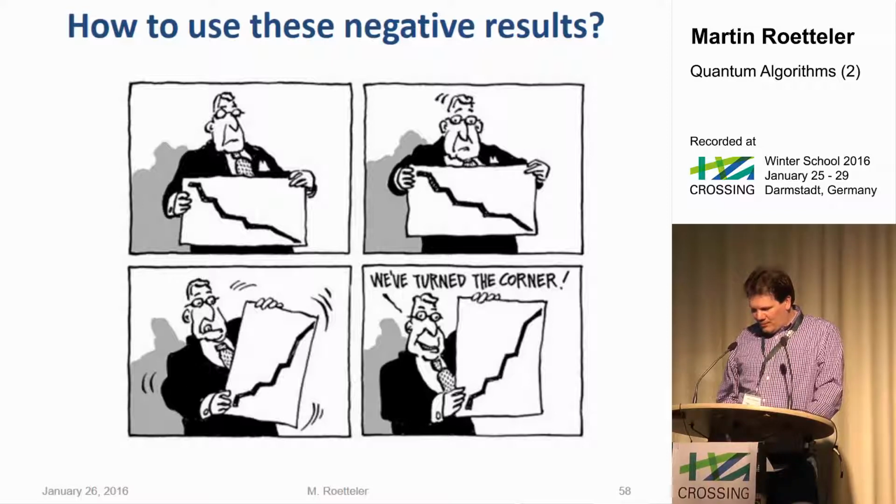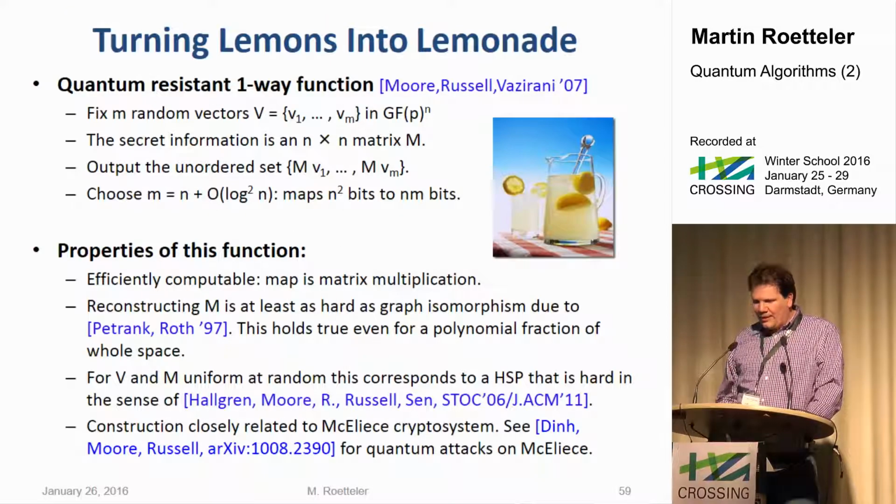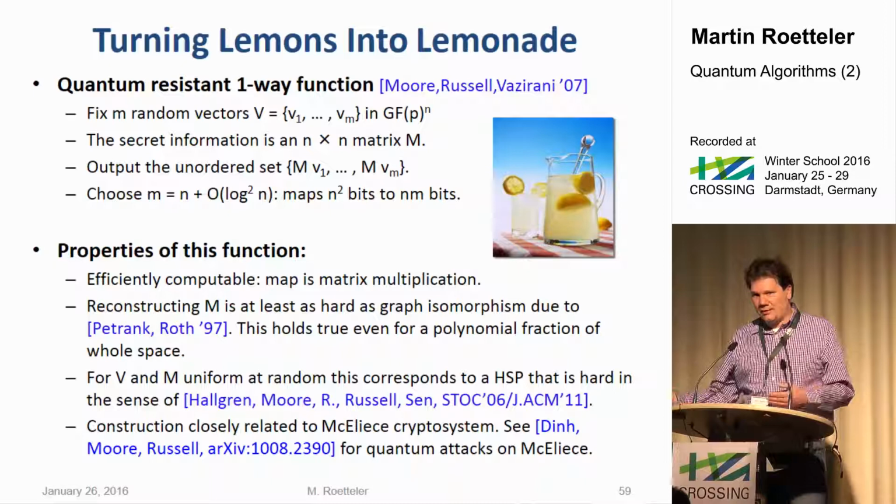So that's a little bit depressing, but people even use that negative result to turn it into something good by defining a one-way function. Moore, Russell, and Vazirani some years ago proposed a one-way function, so that finding collisions for that function would in particular let you do graph automorphism. Because of that result I just mentioned, we know that a quantum computer would have to be quite large to tackle it. So that's an indication why that might be a quantum-resistant one-way function.